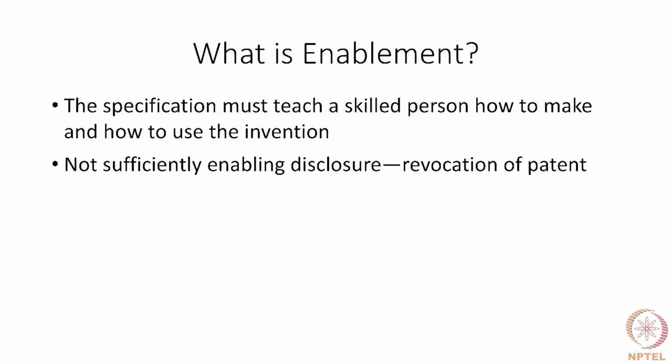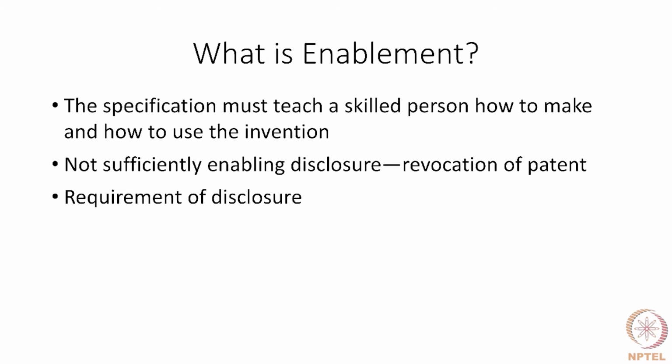Now, if you don't satisfy this requirement, if you don't teach a skilled person, now it is addressed to a skilled person, so it need not teach the invention to a person on the street. So you could assume so many things that are expected of a skilled person in your art, whatever that art is. So if you don't teach a skilled person to perform or to use the invention, then it could be a ground for revocation, because Section 64 has a whole lot of grounds on which a patent can be revoked. One ground is the fact that your disclosure is not enabling.